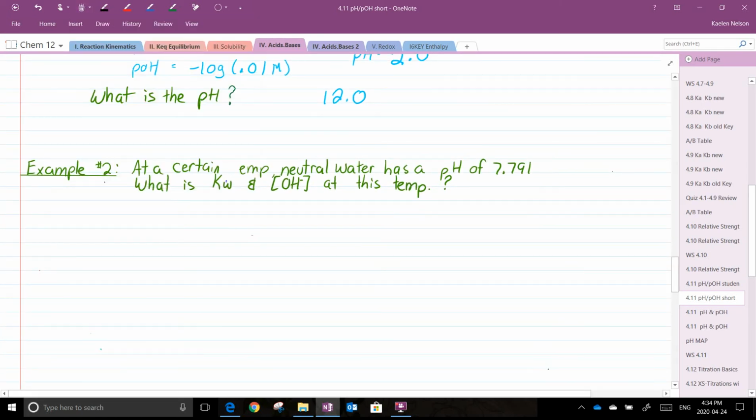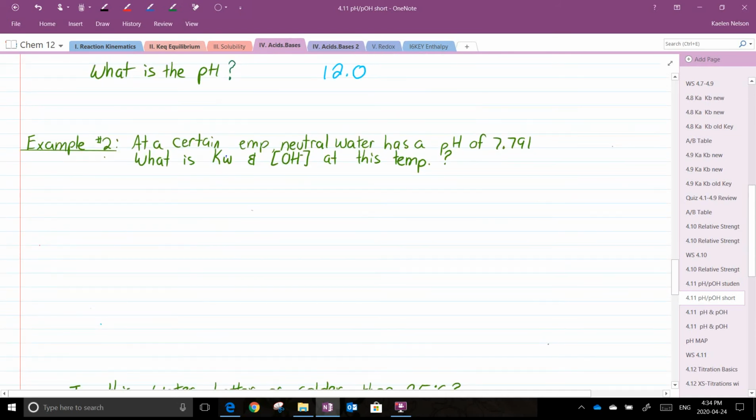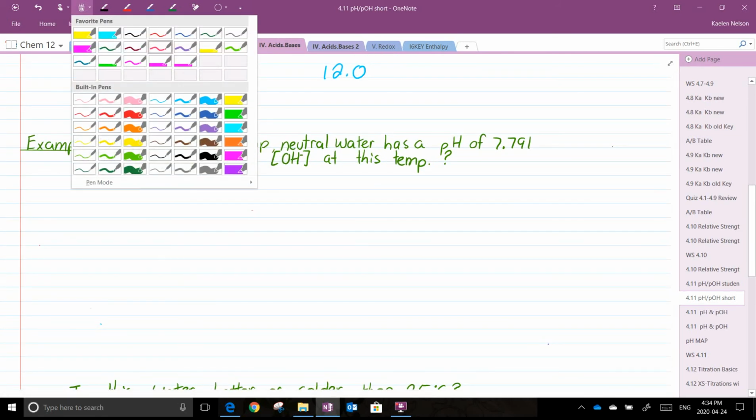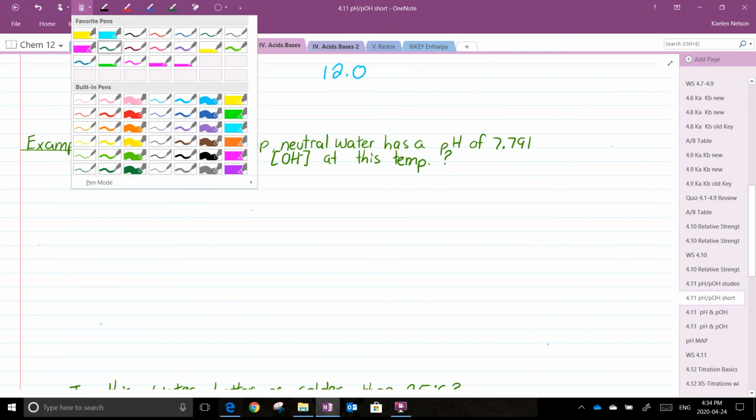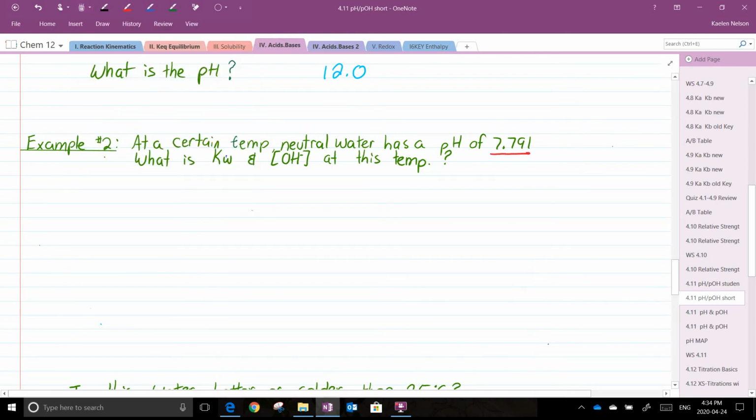Our next question asks us about neutral water. Oops, it says at a certain temperature. Just need to fill that back in. Neutral water has a pH of 7.791. Okay, so we're not using 25 anymore. Here it says at a certain temperature, so which means our pH is no longer going to work out to exactly 14. So we've got a different number here. They want to know the Kw and the OH minus at this temperature.